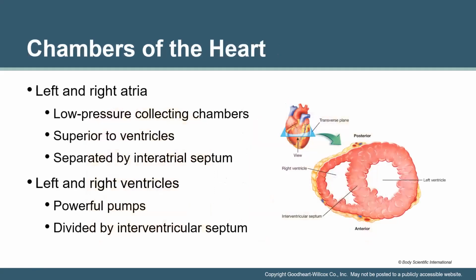So let's talk through the chambers of the heart. First of all, you have two chambers on the top. These are your atria, or each one individually is an atrium. And then the bottom chambers, you have one on each side. These are the ventricles.